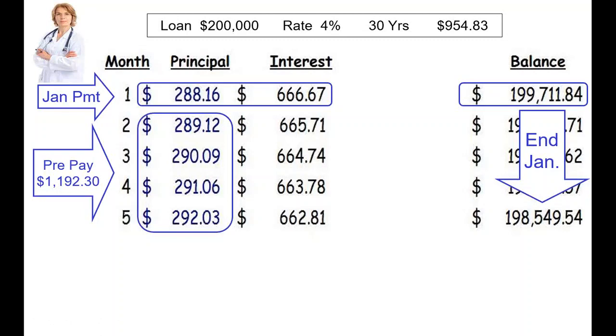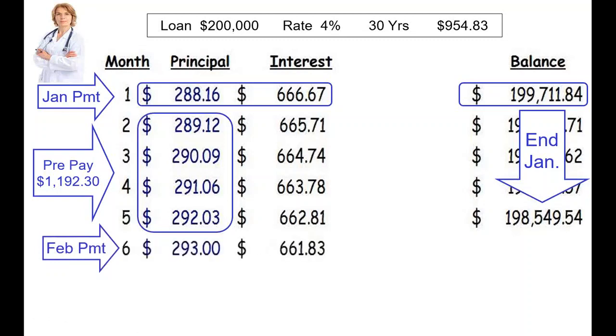So remember, this payment schedule has 360 lines on it. 30 years, 360 months, 360 lines. So on what line will our February payment be applied to? Well, if you said line 6, February payment, you would be correct. Okay, our February payment will be applied towards line 6. So we send them the February payment.